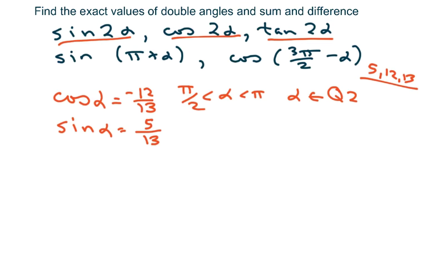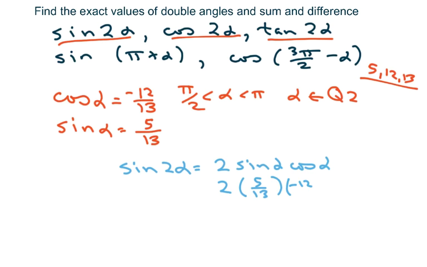So we're going to get sine of 2 alpha equals 2 sine of alpha cosine of alpha. So that's 2 times 5 over 13 times negative 12 over 13, which gives us negative 120 over 169.